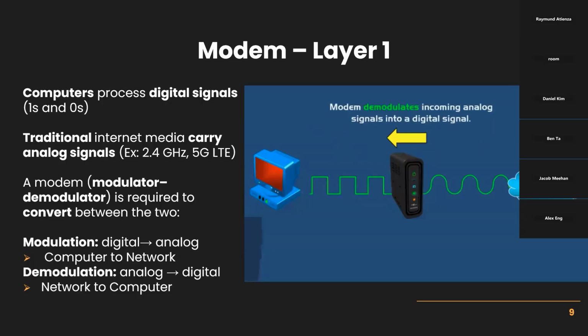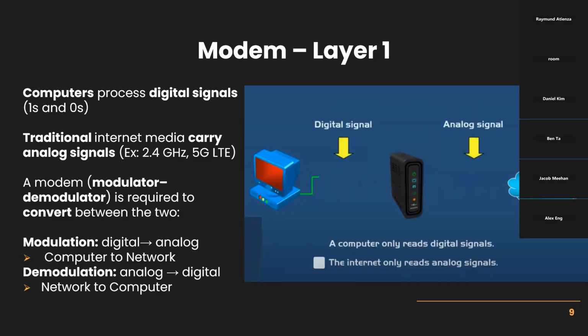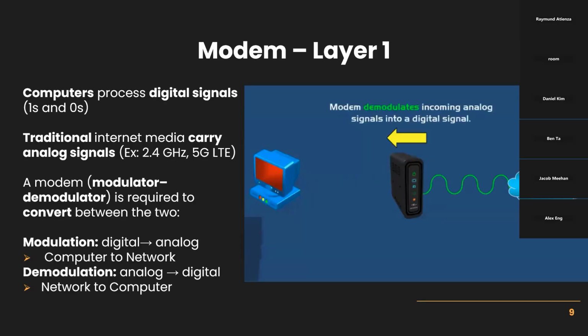That type of signal is different than the signals that our computers talk in. So what a modem does is called a modulator-demodulator, or modem for short. It takes the signal from the computer, and during modulation it's like the computer going to the network signal, and that's digital to analog. Demodulation is the opposite, where you take an analog signal to a digital signal.